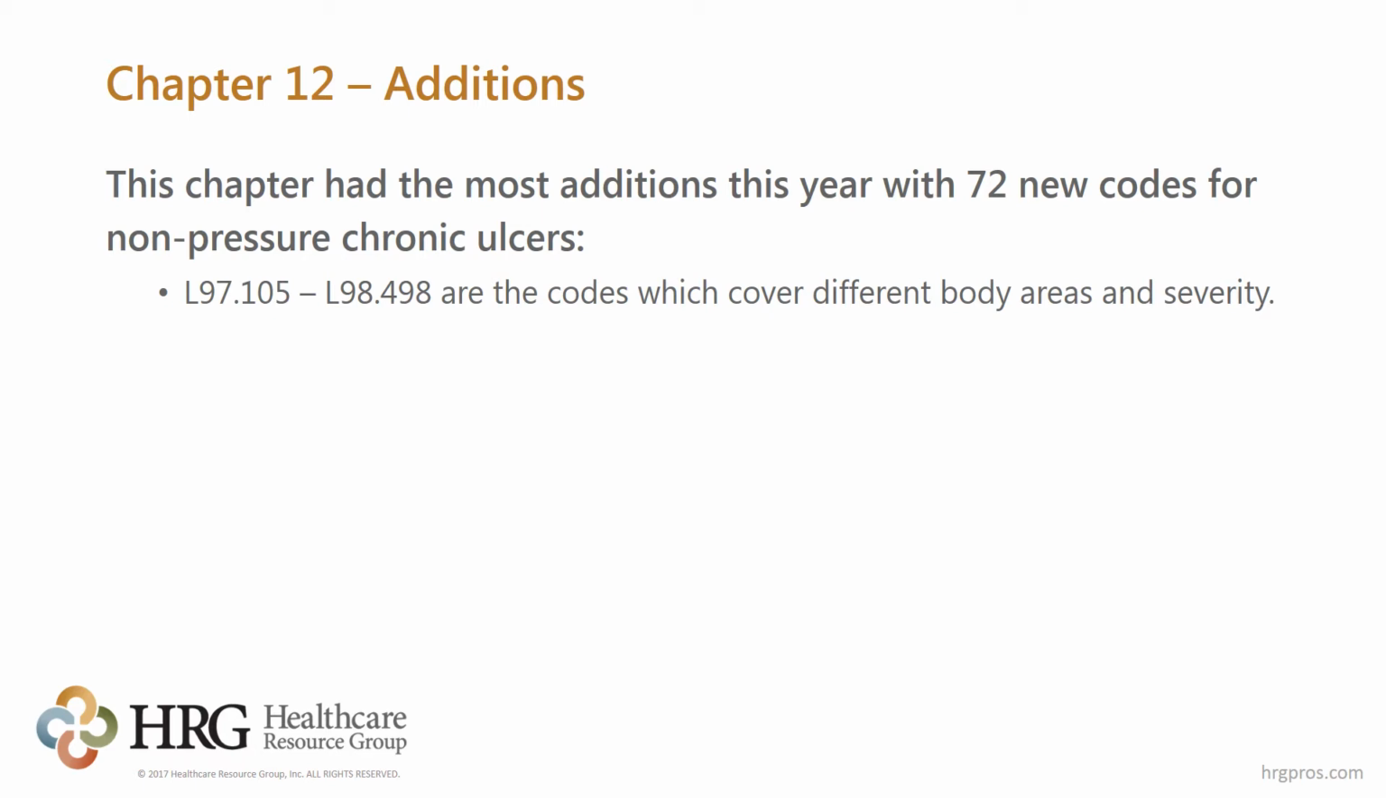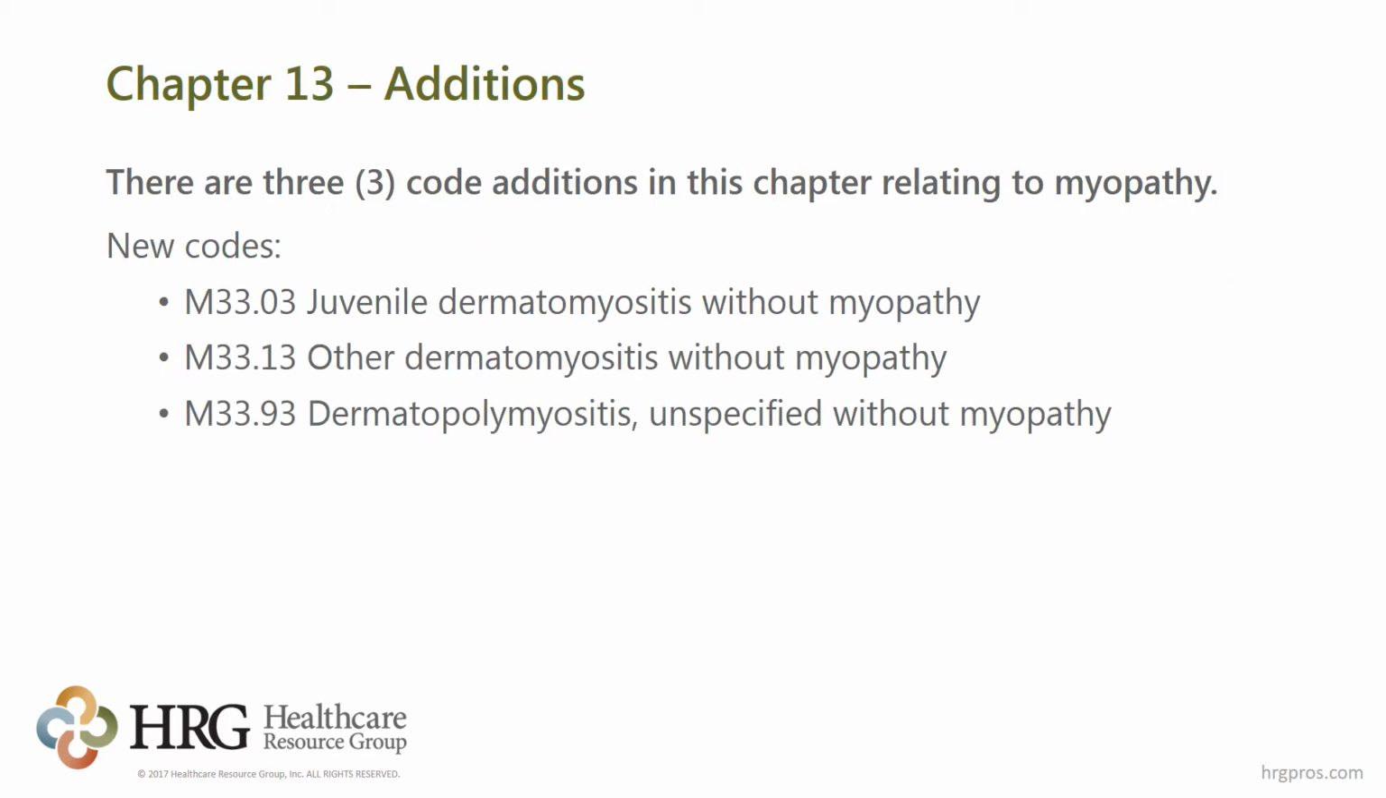L97105 through L98498 are the new codes that were added, and they cover different body areas and different severity. So look closely in the tabular section for the specific codes for the specific body areas and severity. We move now to Chapter 13. There were 3 new codes added to this chapter relating to myopathy. Those new codes are listed below.